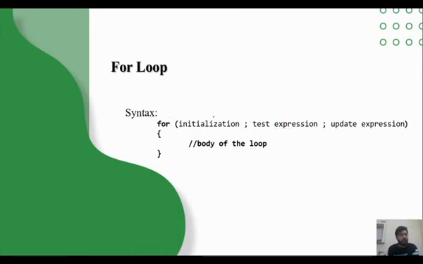The body of the loop is here. This is the piece of code that you want to repeat, right? For loop will repeat everything that is present inside the body of the loop. So what does its flow chart look like? First is initialization, then it will check the test expression.